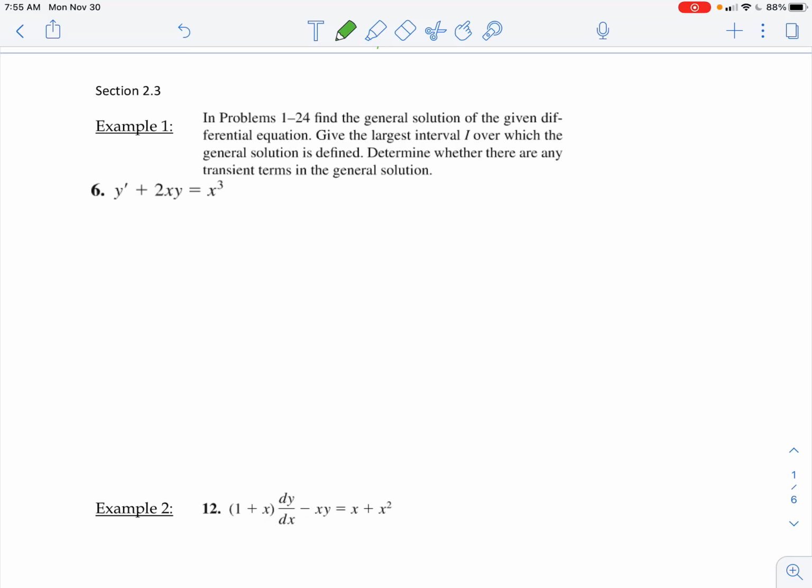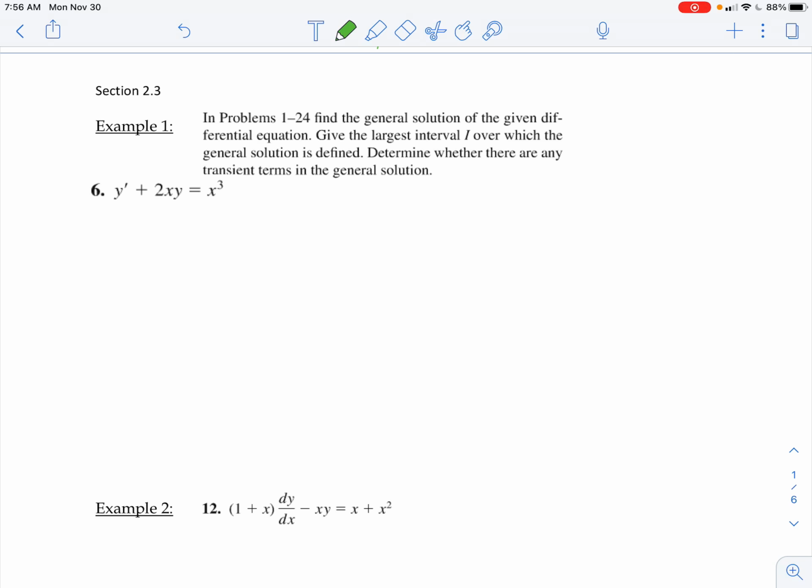Hello everyone, and welcome to the second page of 2.3, where we're solving linear differential equations. And so that was basically the notes, making sure that we know how to find the integrating factor. Now that we know how to find the integrating factor, we're going to go ahead and try to solve these differential equations. Now, it says give the largest interval I over which the general solution is defined.